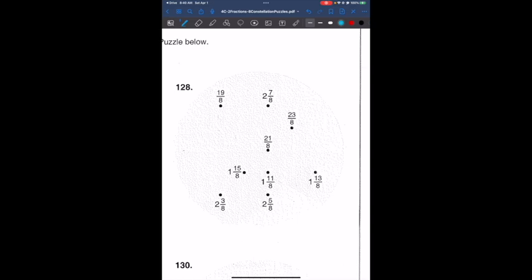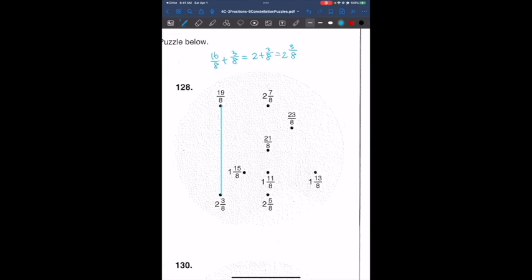And so we have 19 over 8, and if we simplify it into a mixed number, it's going to be 16 over 8 plus 3 over 8, and that is going to be 2 plus 3 over 8, which is 2 and 3/8. And so we have 2 and 3/8 here, so we're going to connect the dot. And so we're also going to find another mixed number.